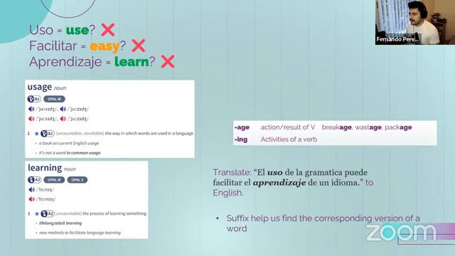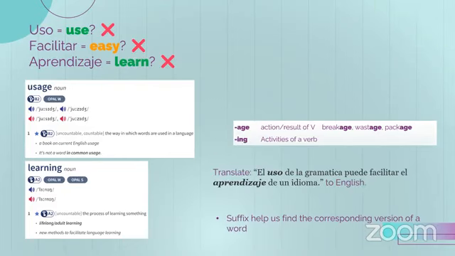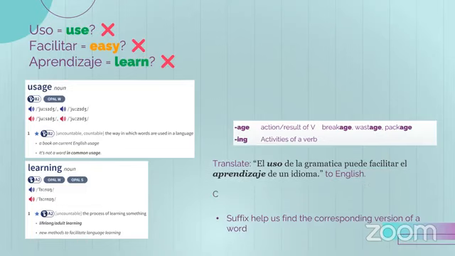Here it is. So if we read the sentence, we have "el uso de la gramática." If we know that "uso" is a verb, it's necessary to fix it, because we needed a noun, not a verb. Correct.